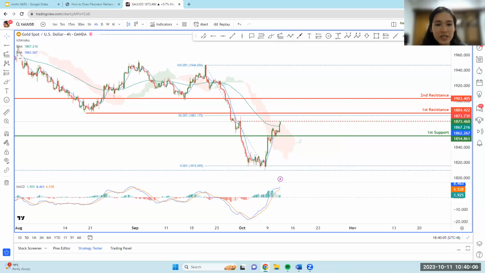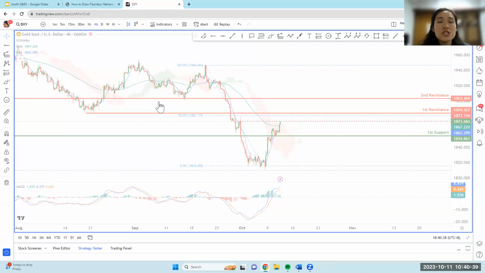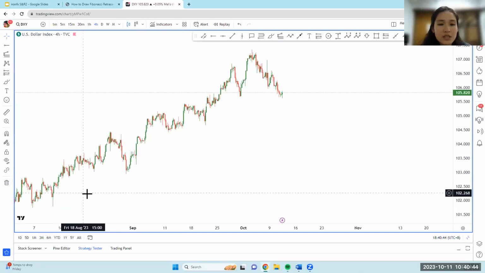Okay, let me know if there are any other charts you'd like me to go through or any other questions. Okay, if not, maybe I'll go ahead and analyze DXY as well. Okay, just before the inflation reports are released this coming week, I think tomorrow.